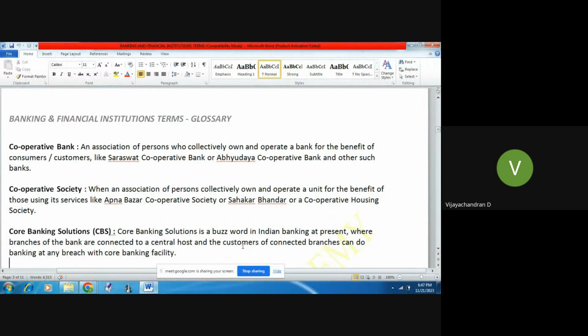So what is the motto of the cooperative? One for all, all for one, in order to promote the interest of the needy people, those from a below-economic background, the economically weaker section. That is the motto of the cooperation.